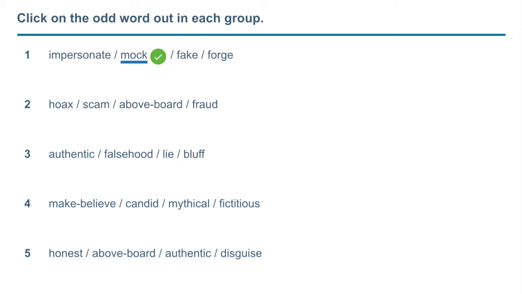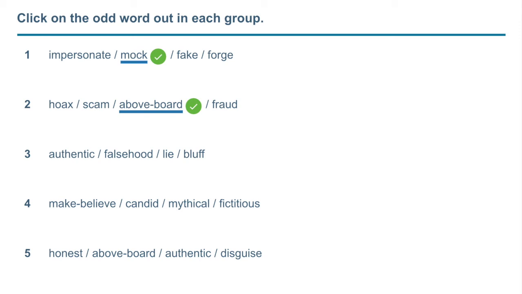What about 2? Hoax, scam, above board, and fraud. I think it's pretty clear that it's above board. Yeah, above board is the positive word in the group. It's the one connected to honesty, where hoax, scam, and fraud are all connected to lies.